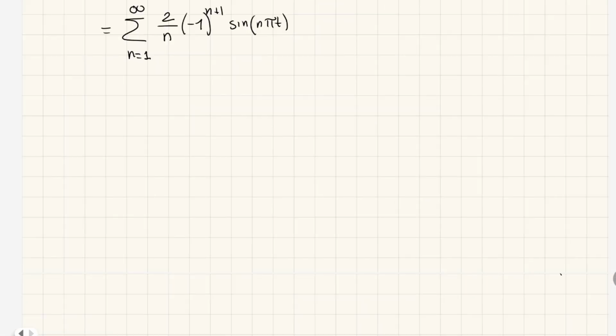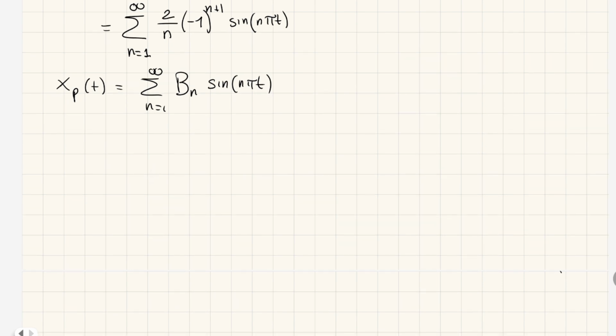Okay, so right now what we are going to do is to propose a particular solution of the differential equation that has the form x sub p of t equals the sum from n equals 1 to infinity of b sub n, and notice that this b sub n is different from the other b sub n that we calculated for f, and this will multiply sine of n pi t. The differential equation that we are working with is a second order differential equation, so that means that we need to find the second derivative of this.